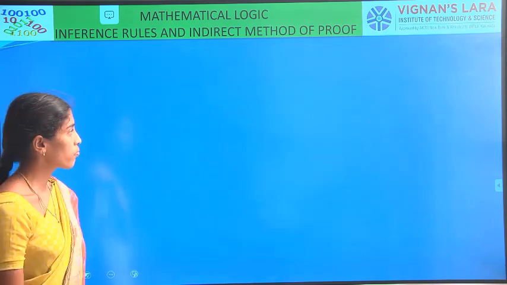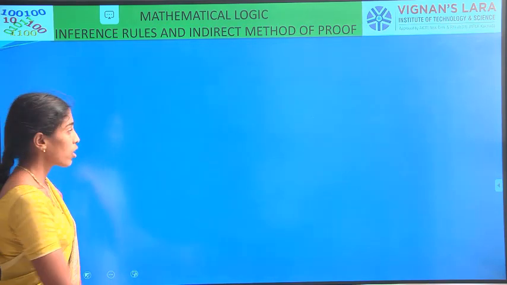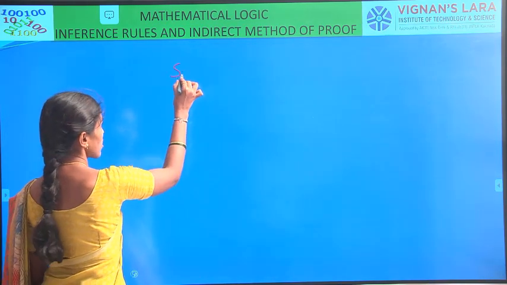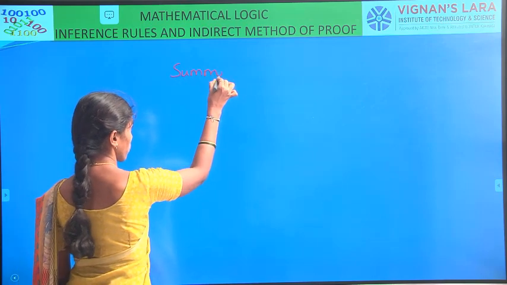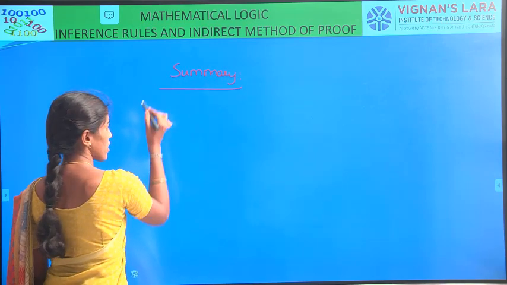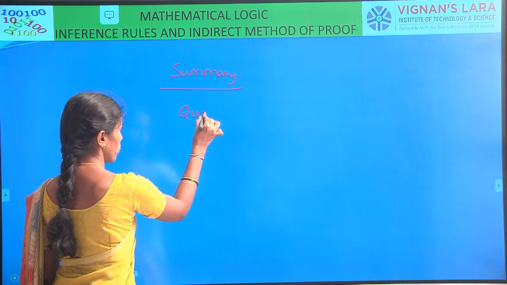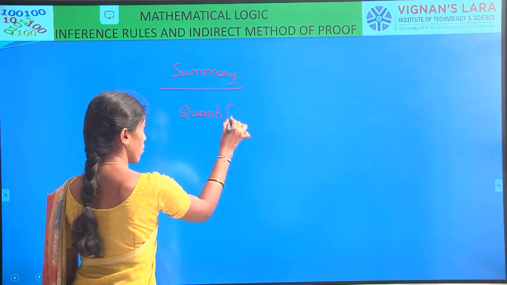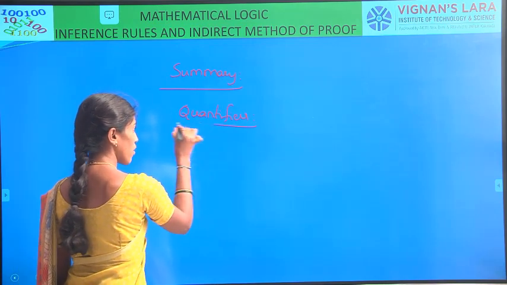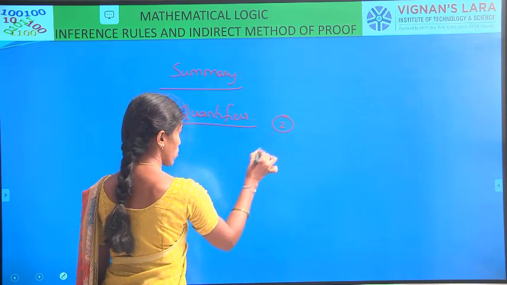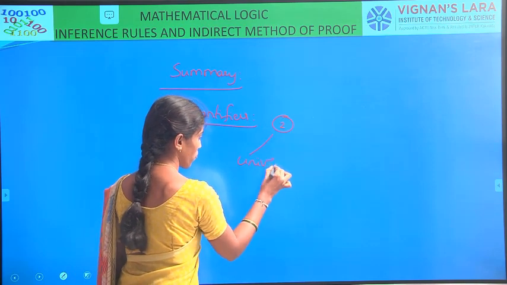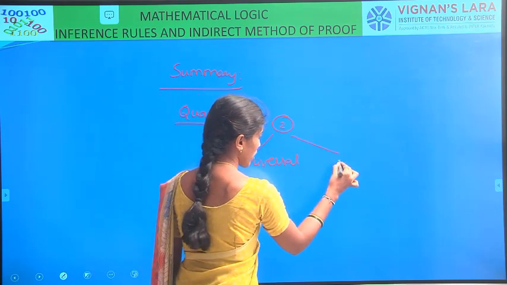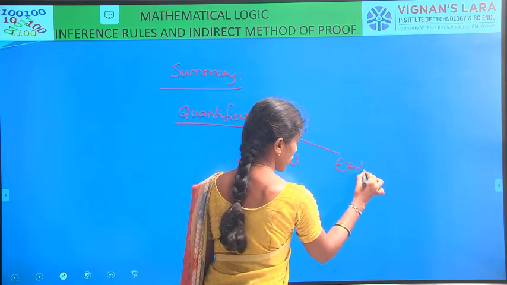Right? Next, this is about this class. Summary of this class is, first we discuss the quantifiers. How many quantifiers are there? We have two quantifiers. First one is universal. Second one is existential quantifier.